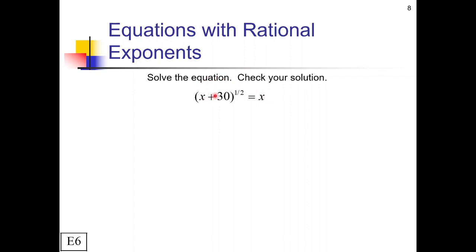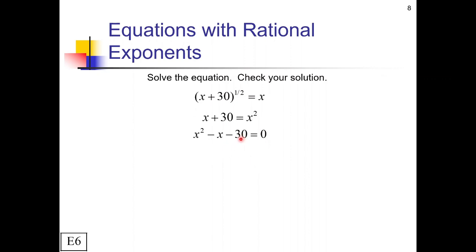That gives me x plus 30 on the left and x squared on the right. This is a quadratic, so let me just get everything over to one side. I'll subtract everything over to the x squared side. So we'll have x squared minus x, and then minus 30. All of that equals 0.